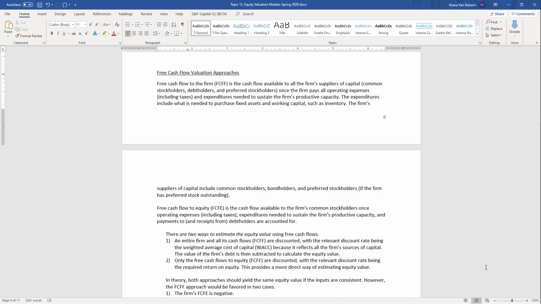So there are two ways to estimate the equity value using free cash flows. The first way is that the entire firm and all of its cash flows are discounted. That's the free cash flows to the firm, with the relevant discount rate being the weighted average cost of capital, because it reflects all of the firm's sources of capital. The value of the firm's debt is then subtracted to calculate the equity value, and we're going to work through an example of this. The second way is that only the free cash flows to equity are discounted, with the relevant discount rate being the required return on equity.